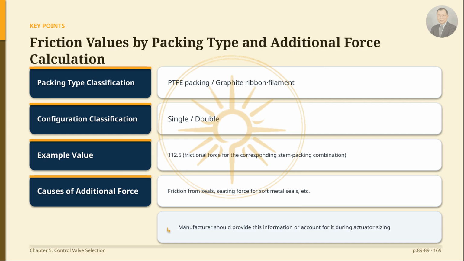The packing friction table is divided into PTFE packing and graphite ribbon or filament packing, and each is further categorized into single and double configurations. A value such as 112.5 in the table represents the friction force for that specific stem and packing combination. Additional forces refer to the extra force needed to move the valve, such as friction from seals or special seating forces for soft metal seals. These values should be provided by the manufacturer or taken into account when sizing an actuator.